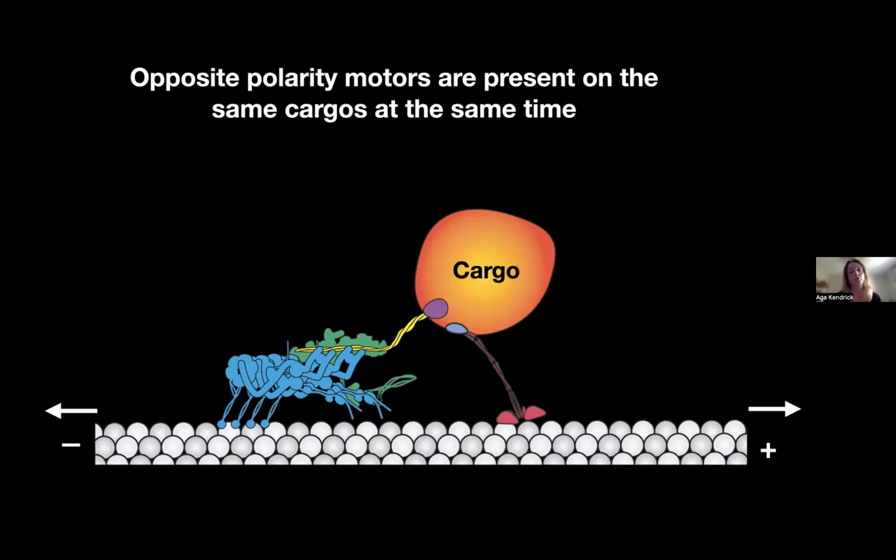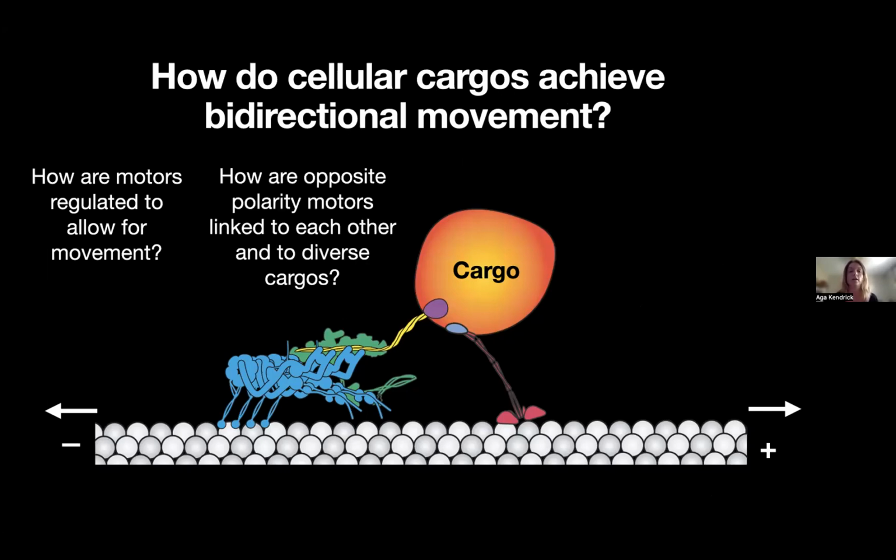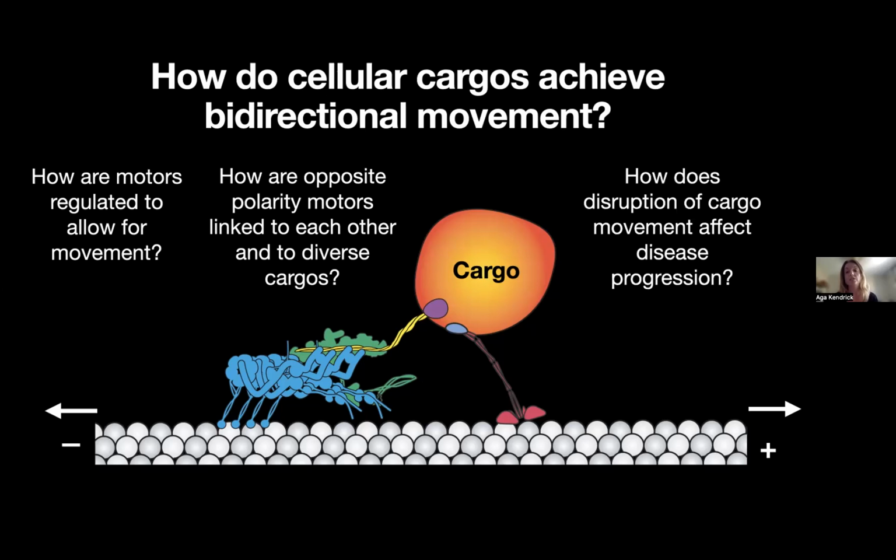So how do these motors allow for bidirectionality? An overarching goal of my research is to understand how cellular cargos achieve bidirectional movement. Specifically, I'm interested in answering the questions of how motors are regulated to allow for movement, how opposite polarity motors are linked to each other and to diverse cargos, and lastly, how disruption of cargo movement affects disease progression.